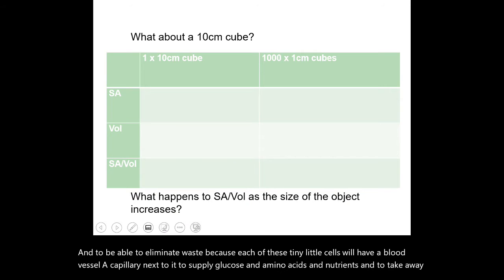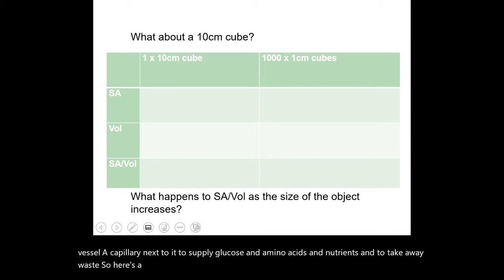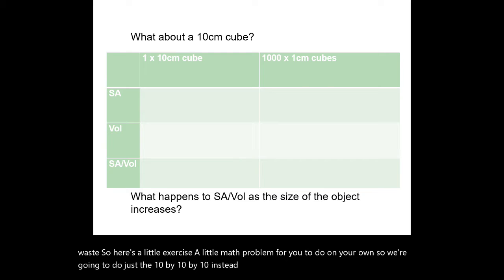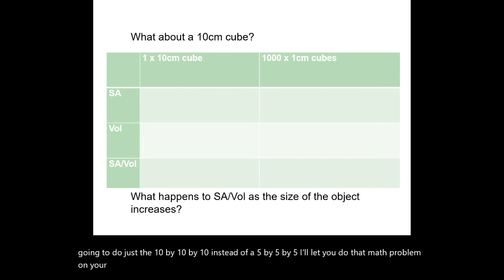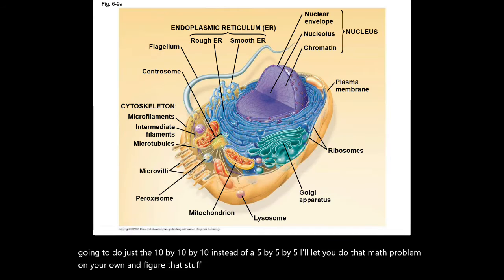So here's a little exercise, a little math problem for you to do on your own. We're going to do just a 10 by 10 by 10 instead of a 5 by 5 by 5. I'll let you do that math problem on your own and figure that stuff out. Oh, look at that. There's the solution. Well, don't look at that until you try it on your own first.